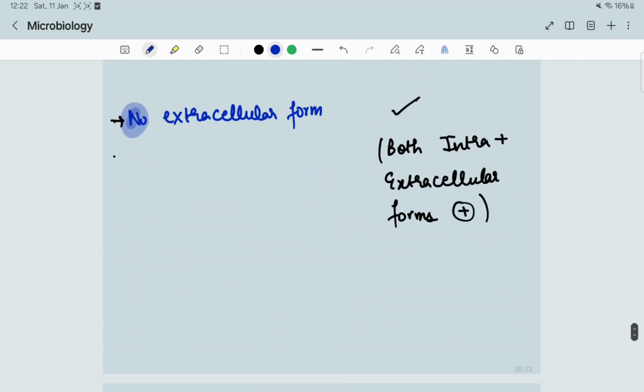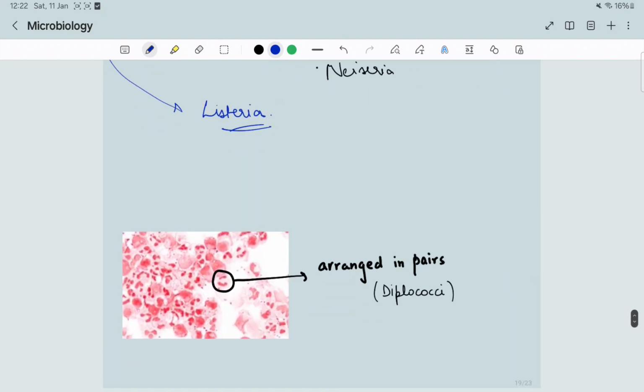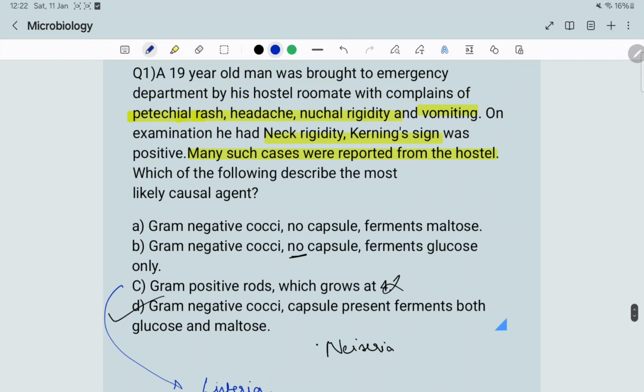So these are all the important points. And yes, this photo is very important. That shows that Neisseria is gram negative. That is why it looks all pink, and it is arranged in pairs, diplococci. So Neisseria is a very important topic.